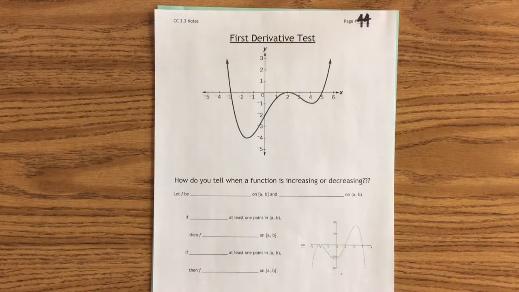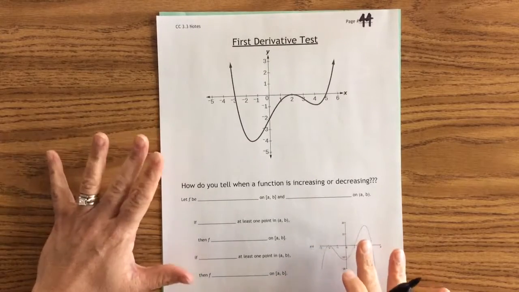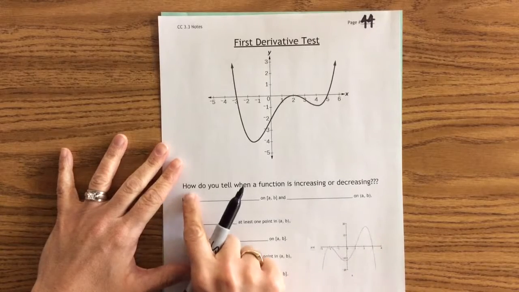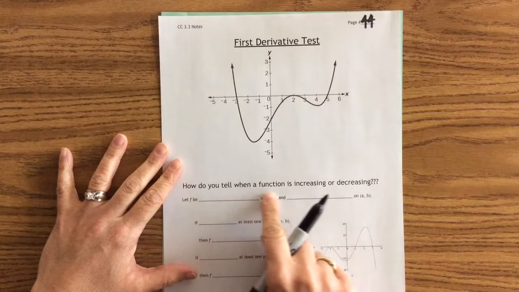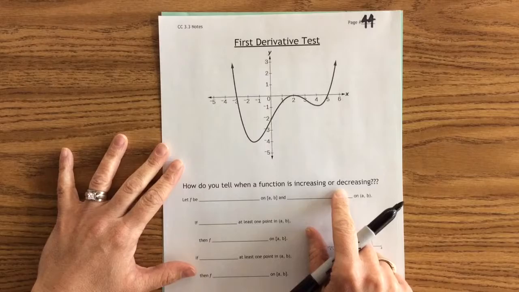All right, we're going to talk about the first derivative test today. And the first derivative test is a test to figure out where the function is. We're going to answer this question: how do you tell when a function is increasing or decreasing? And it will also help us find minimums and maximums.